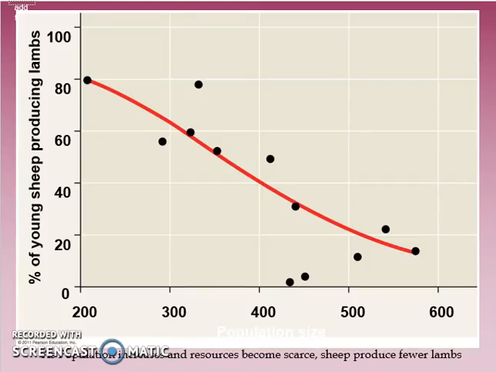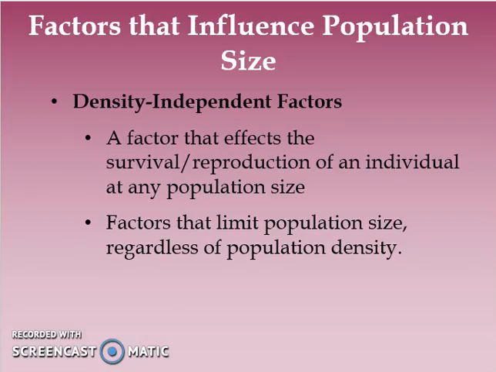So this shows the effect of density on lambs, the percentage of lambs that are produced. As your population gets high, you actually have a smaller percentage of lambs produced, because a lot of those organisms can't get enough resources to be healthy enough to produce lambs, and so they'll produce less. So it ends up being a density dependent factor.